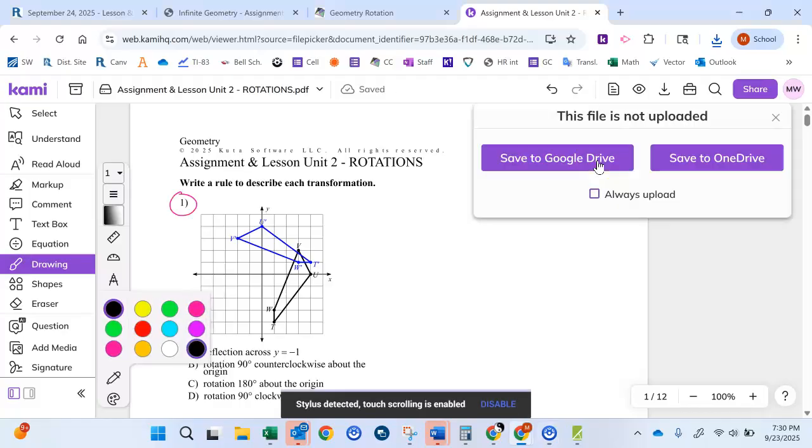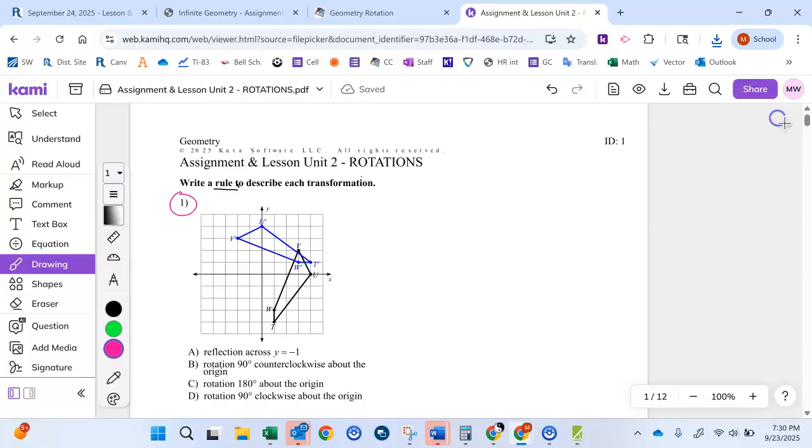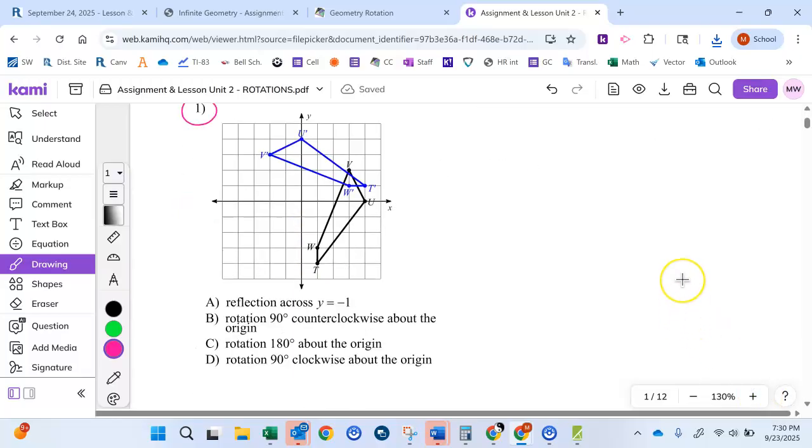Okay, so we're going to write a rule to find out how it's switching. So we know it starts at U and goes to U prime. So what's happening? Well, we can see that U is right here. Let's make this bigger, right? So U is right here. It starts right there, right? What direction does it go? Well, it ends up over here.